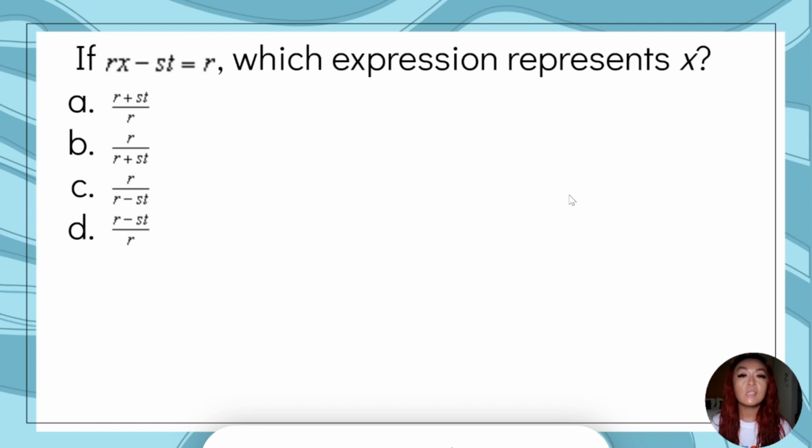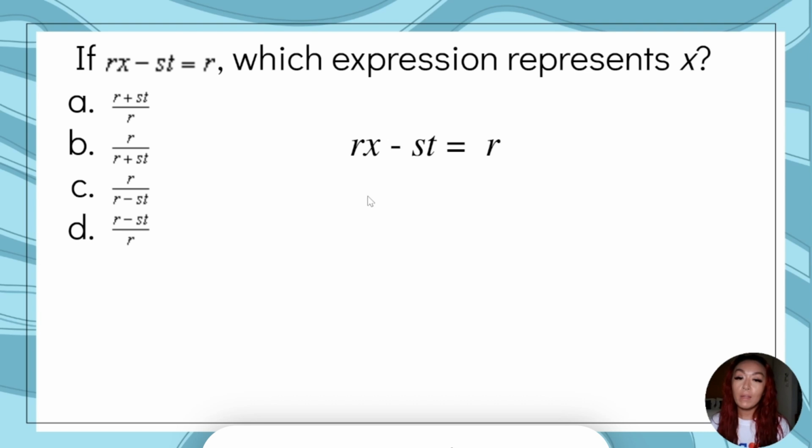Let's take a look at this example here. If Rx minus St equals R, which expression represents X? So what is this question asking us to do? What they want us to do is take this literal equation. This equation consists of only variables, and they want us to use inverse operations to solve it for X.